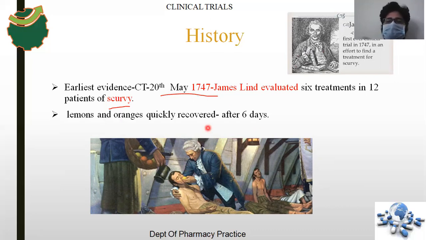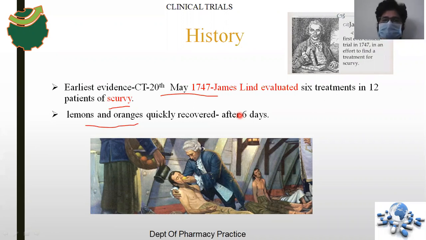To one group he gave nothing, no medicine. To the other group he did not give medicine either; he used lemons and oranges. He gave them the juice, as you can see in this picture, in yellow, green or orange colors. That group of people recovered so fast, in 6 days. And this was the first known and recorded clinical trial in history.